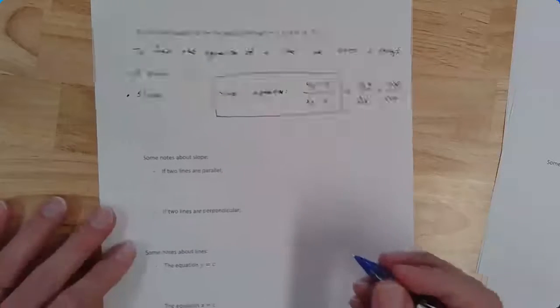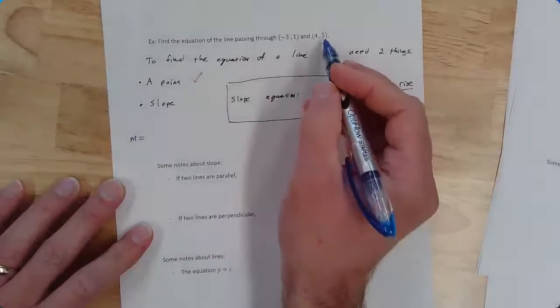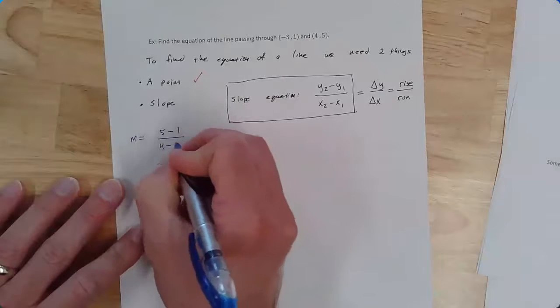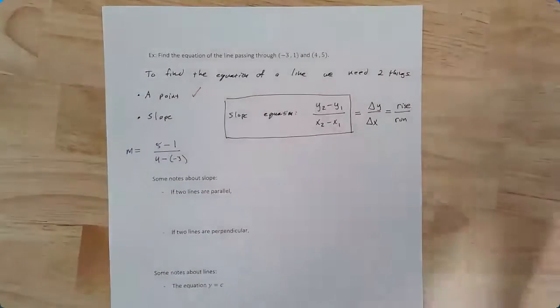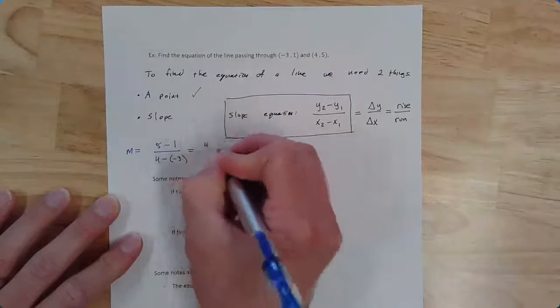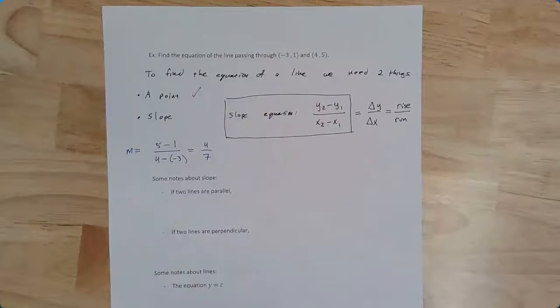So in this particular example, my slope is going to be 5 minus 1 over 4 minus negative 3. Keep things in order here. 5 minus 1 is 4. 4 minus negative 3 is 4 plus 3, which is 7. There's my slope, 4 over 7. One way to think about that is for every 7 you go over, you go up 4. Or you can say for every 1 you go over, you go up 4/7. It's kind of the same thing.